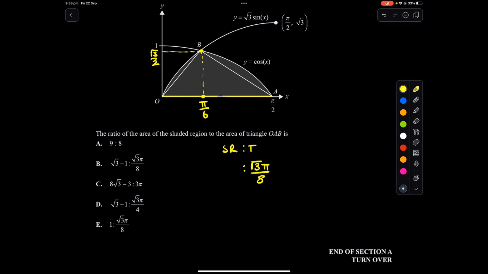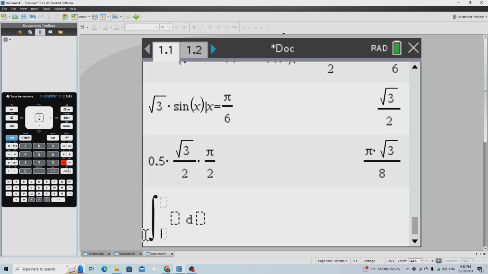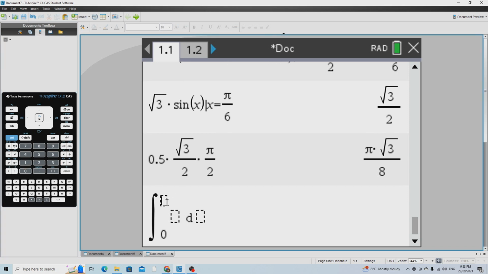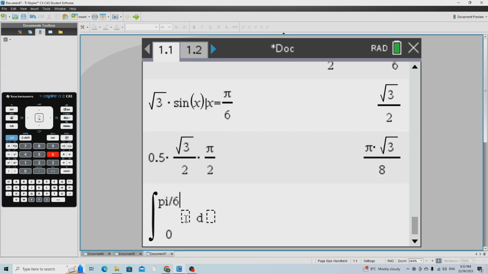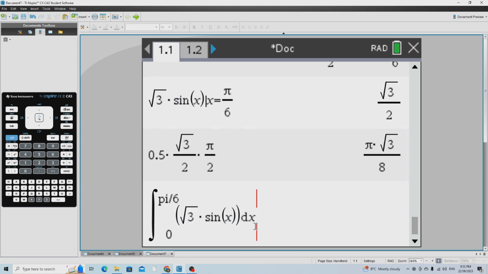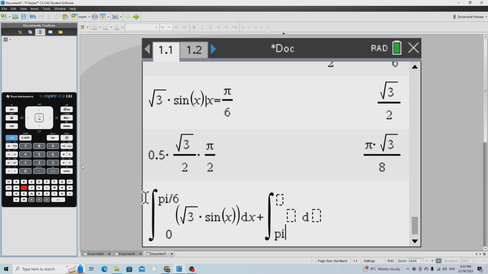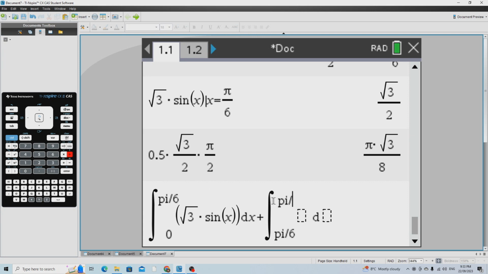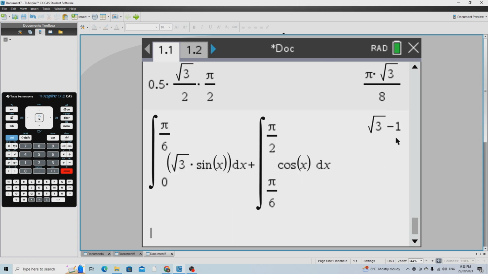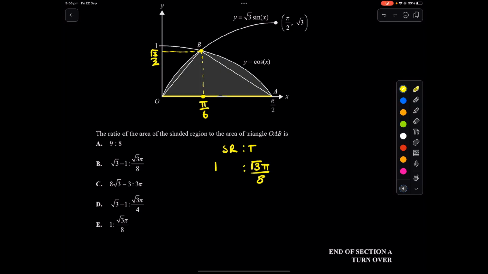Now let's calculate the actual area of that shaded region. It's the integral from 0 to pi over 6 of the function, this over here, dx, plus the integral from pi over 6 to pi over 2 of cos x dx. And it gives us root 3 minus 1. So let's write that. So it looks like B is the best answer there. Yeah, B.